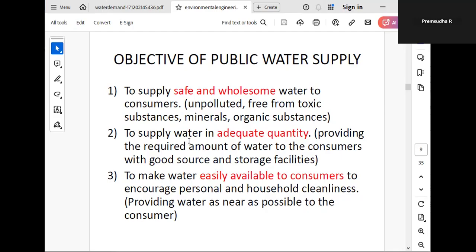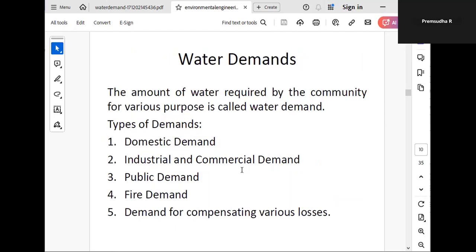So how much quantity of water is required by a community, that much it has to supply. Then to make water easily available to consumers to meet all their needs. This is the objective of a water supply system.